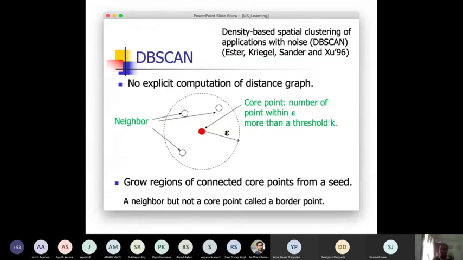So you start with a point, and then you find out whether it is core or not. If it is core, then you go to its neighbor points. Again, you find out whether they are core or not. If there is a core, you expand and you go on doing these things. And if there are border points, you stop there. In this way, you are growing a region, and once you have grown a region, you take it out and again start this operation.